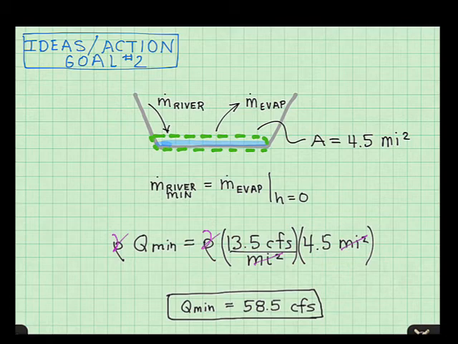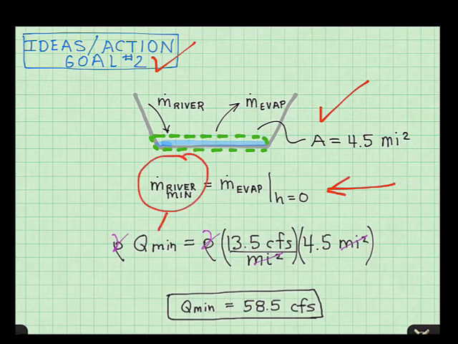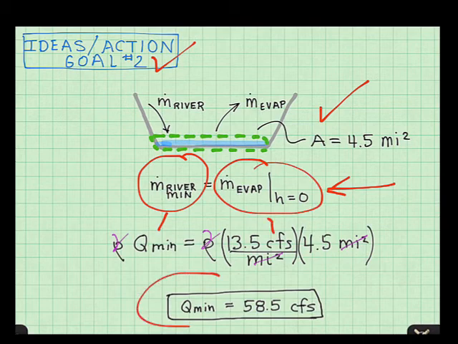To reach goal number 2, I take the same actions I used to reach goal number 1. I sketch my control volume. The continuity equation simplifies to this equation. I substitute for the river flow and for the evaporation, and I calculate a value. Here, the minimum river flow is 58.5 CFS.